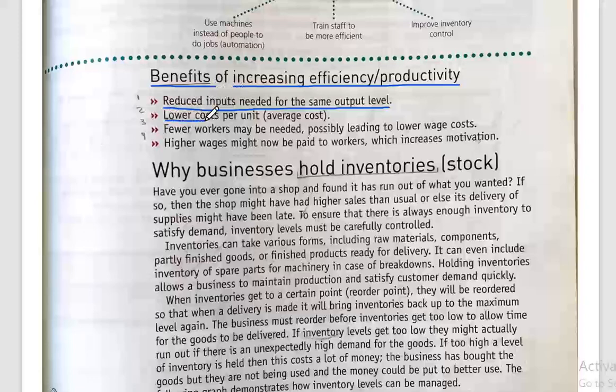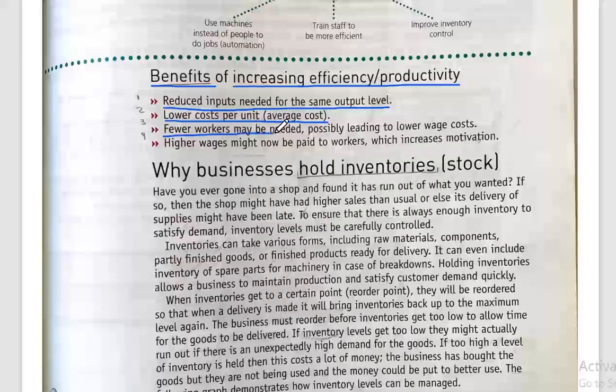Number two, lower costs per unit, lower average cost. So the more that I produce, the more efficient that I'm working in the factory, definitely the costs are going to be lower, especially the average cost.